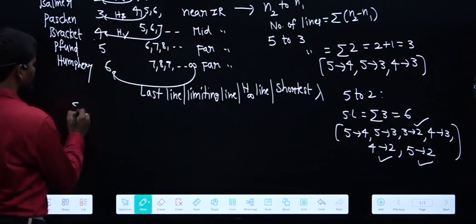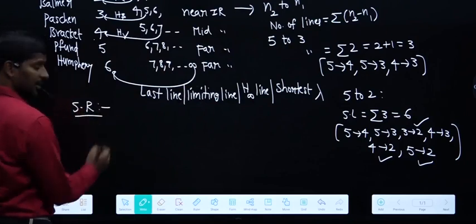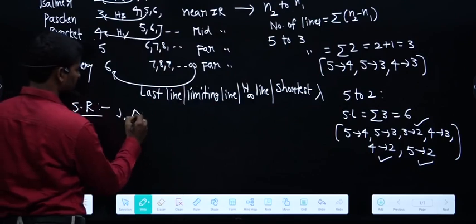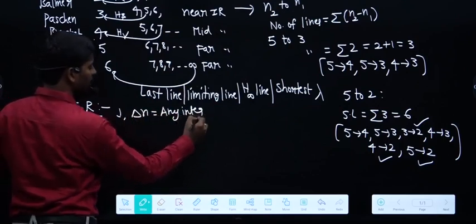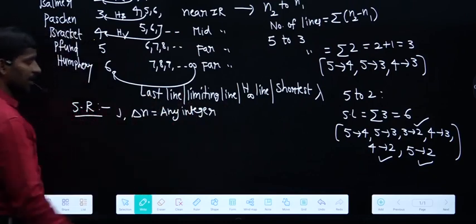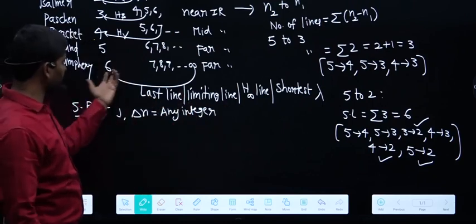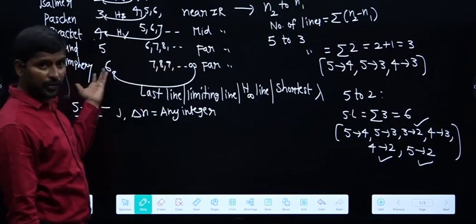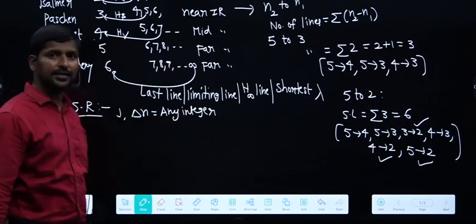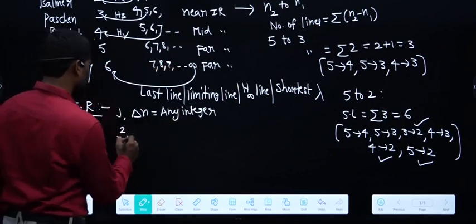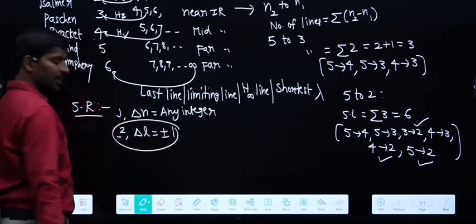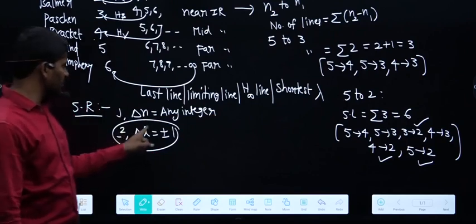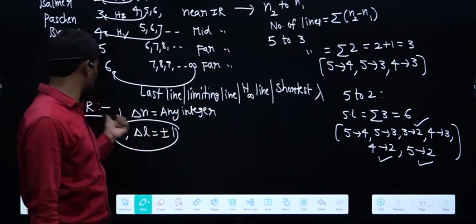And lastly, selection rules. What are the selection rules? If you see the first selection rule, delta n any integer, so therefore no need to concentrate on this delta n. 7 to 6 possible, 8 to 6 possible, 9 to 6 possible, infinite level to 6 also possible. So delta n is any integer. And the second one is important, delta L is equal to plus or minus 1. Only the transitions which follow this selection rule are allowed.